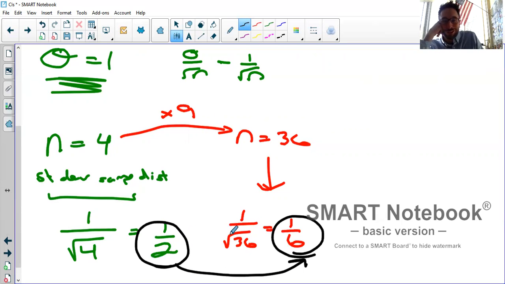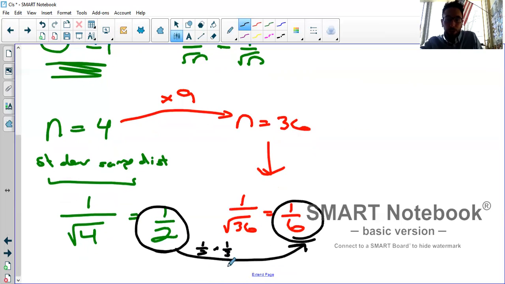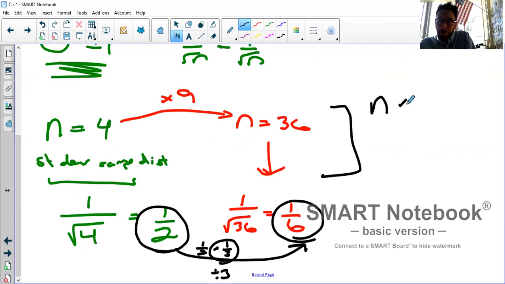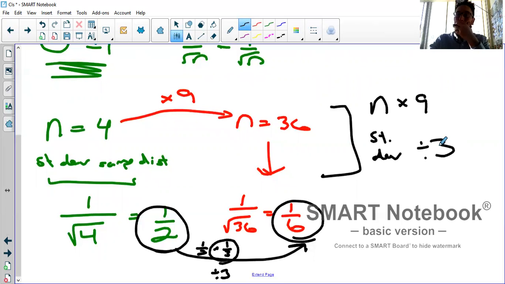And now that you've paused and thought about that, you might think to yourself, we could do 1/2 times 1/3, which would give us 1/6. Hopefully we're comfortable enough with fractions: multiplying by 1/3 is the same thing as dividing by 3. And so to recap, if we took the sample size and multiplied it by 9, the standard deviation ends up being divided by 3.